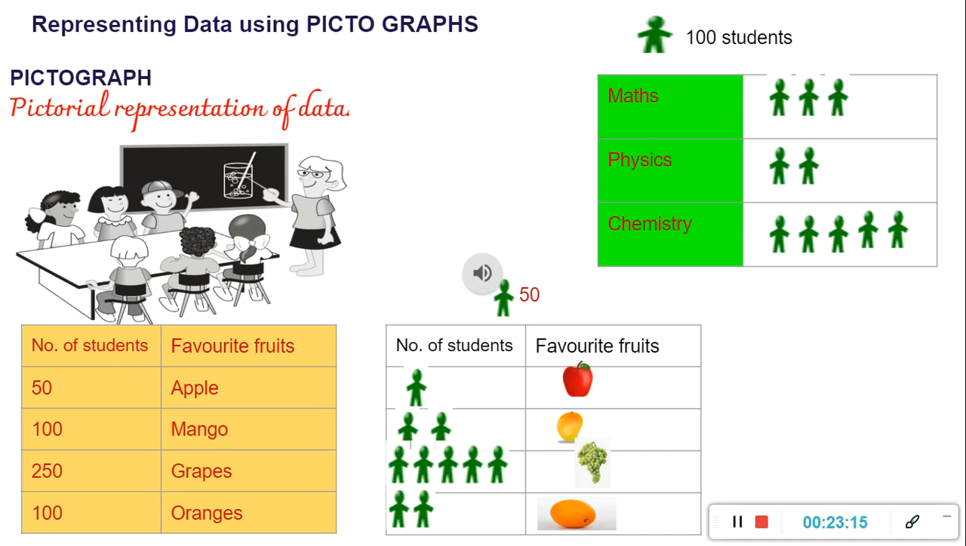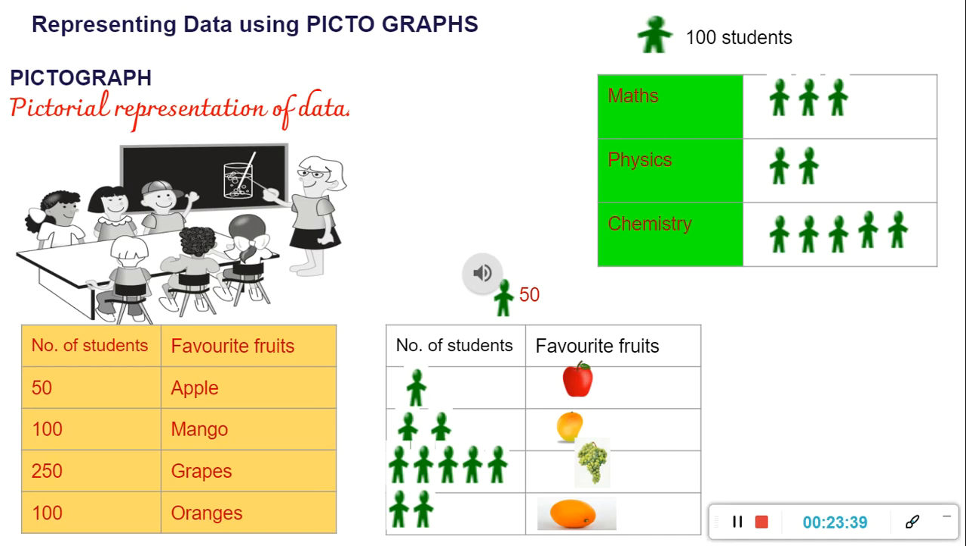So these kinds of pictographs have pictures. You do not need to write a lot of content to explain what the pictograph depicts, isn't it? Just looking at the pictograph, you can analyze what it represents. So it is very easy to analyze data. That is why we are introducing the pictograph.